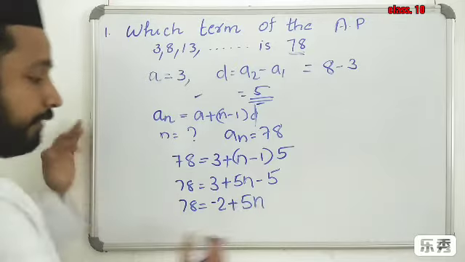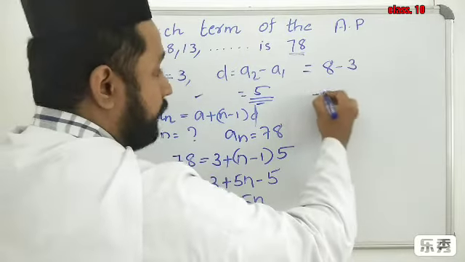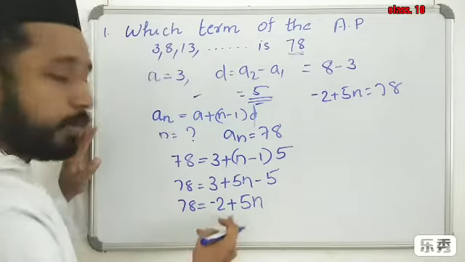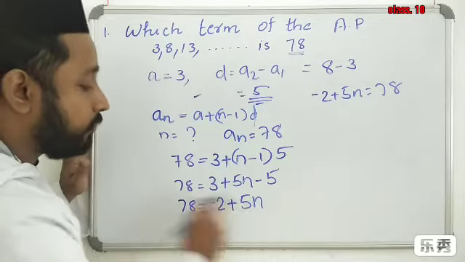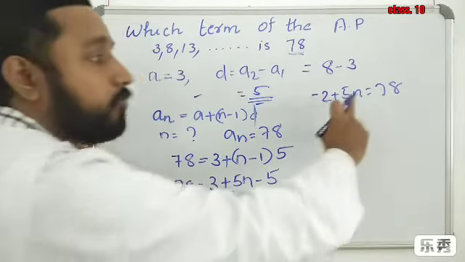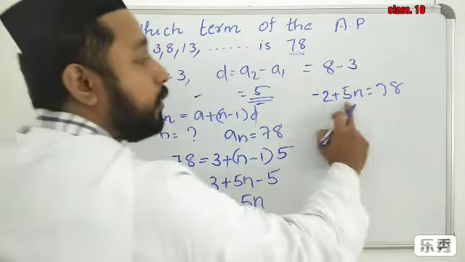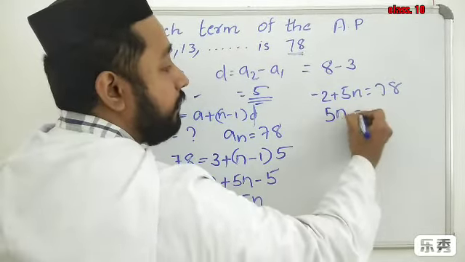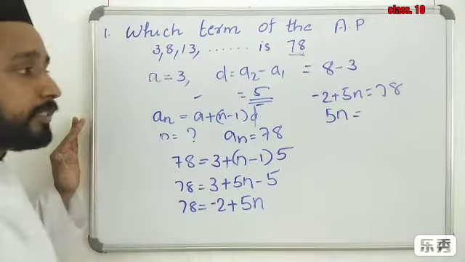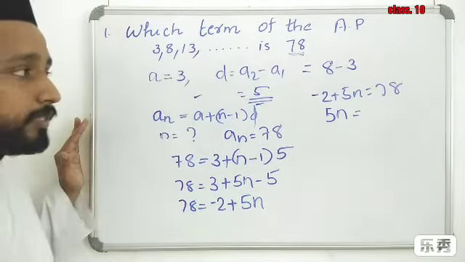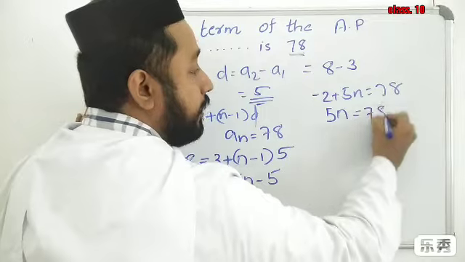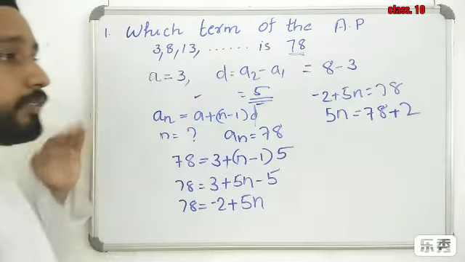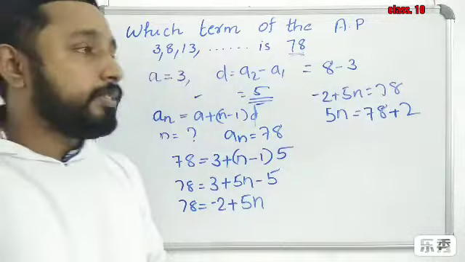In other words, we can write in the reverse order: minus 2 plus 5n is equal to 78. We have to find n. When minus 2 goes to the RHS, it will become plus 2. So 5n is equal to 78 plus 2.